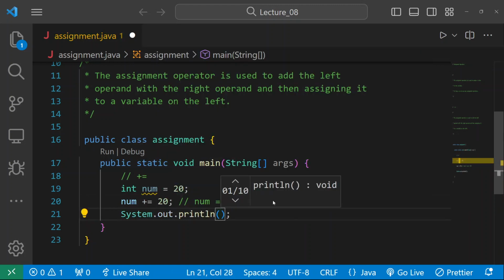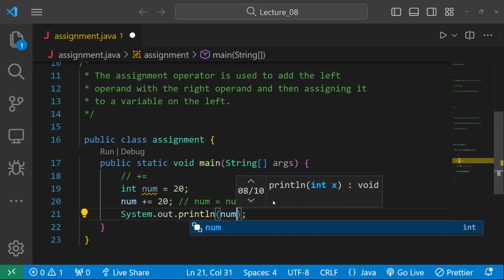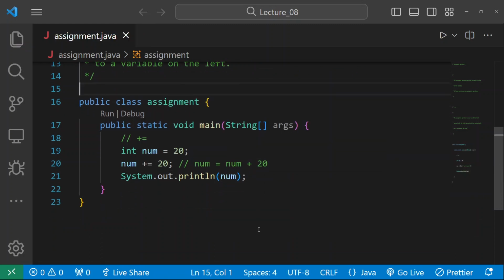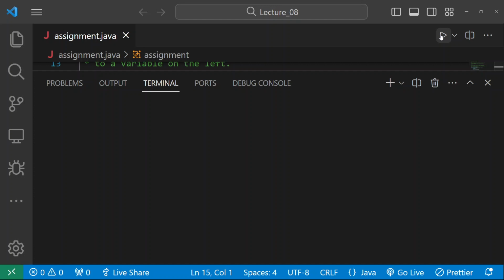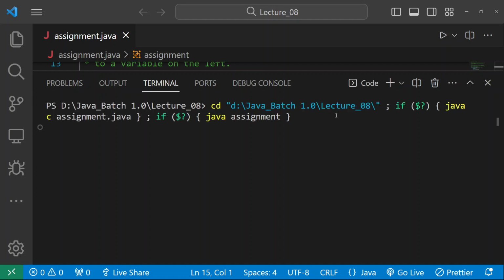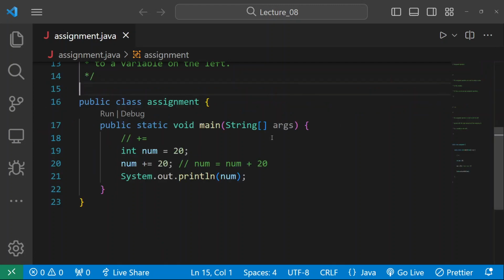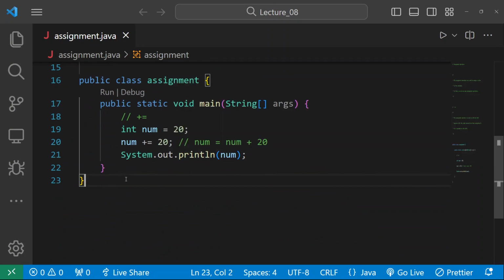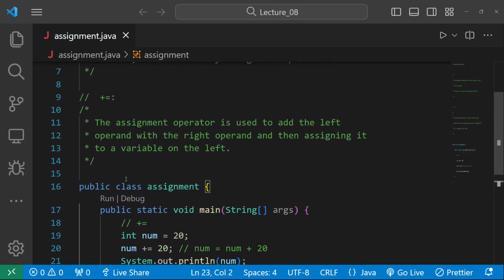Let me print for you. So let me print num. Let me save it. Can you guess the output? What will be the output? Yeah. 40. Very good. So see the output. Hope it is clear. First operator, which is plus equal to. Is it clear now? Plus equal to. Hope you understand. Yes. Very good.